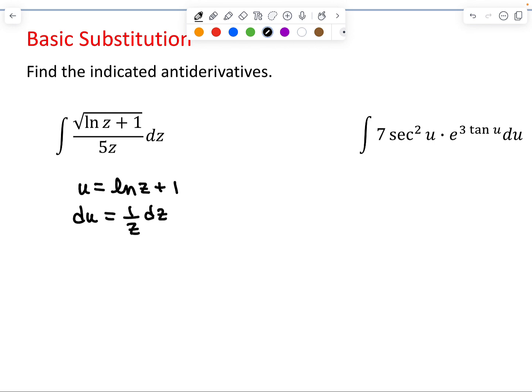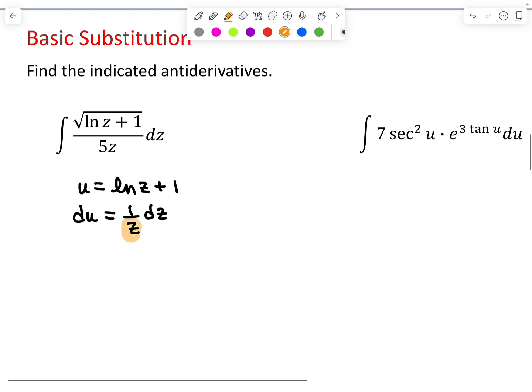I do see this being helpful because I see the dz and a division by z, which is exactly the orientation I have for this du. So I could just construct the du rather easily here, but I'll go ahead and use the 7-step approach. So the next thing I would do here is solve for dz by multiplying this z over to this side. So dz can be rewritten as z times du.